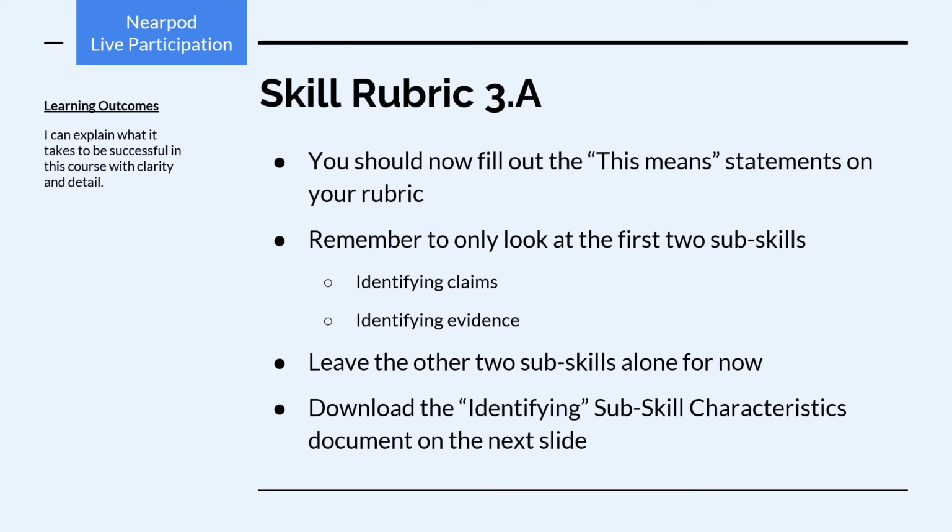At this time, you should now fill out the this means statements on your rubric. Remember to only look at the first 2 subskills, identifying claims and identifying evidence. Leave the other 2 subskills alone for now. We'll get to those later in the year.